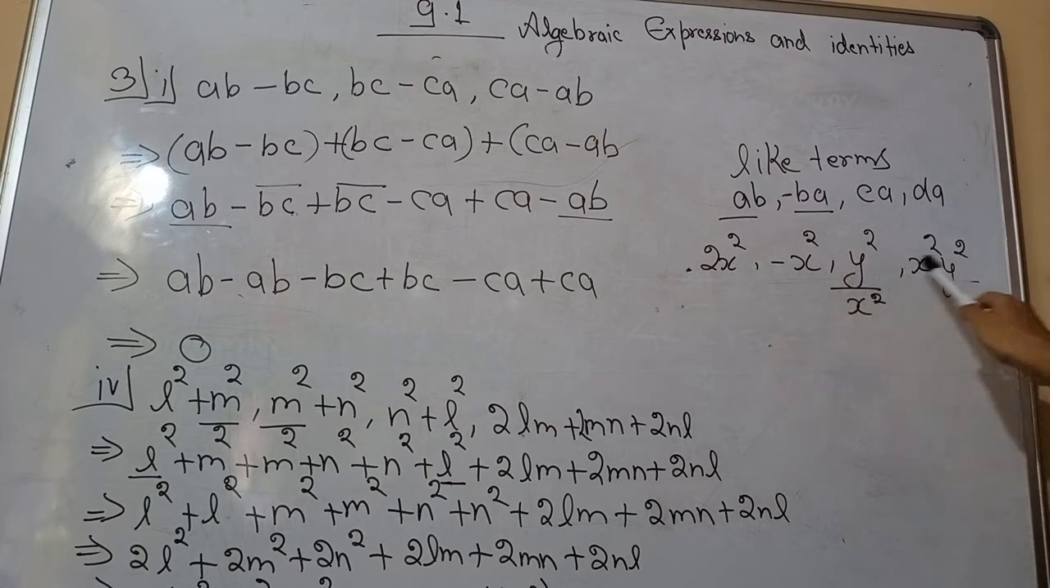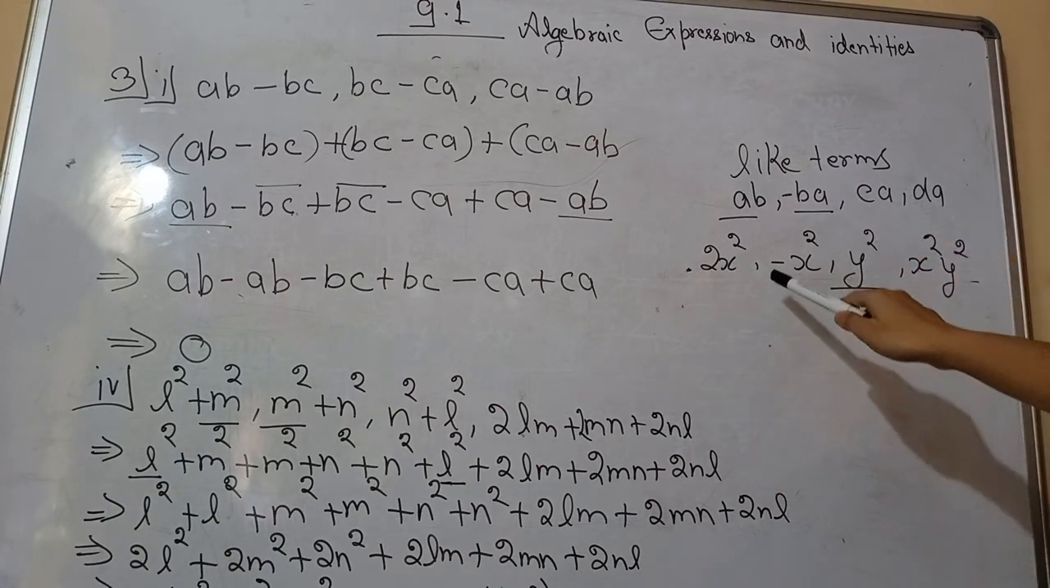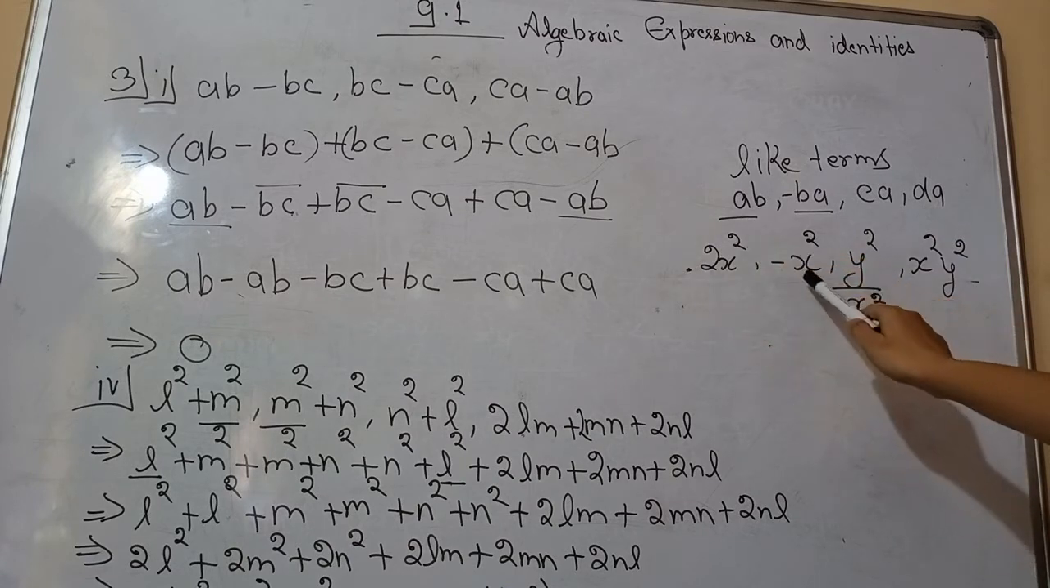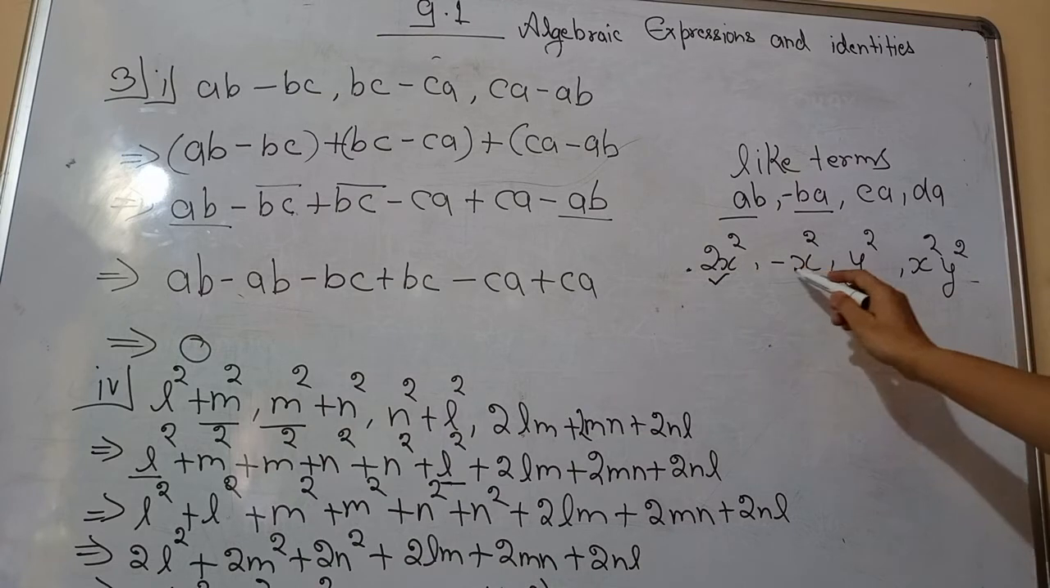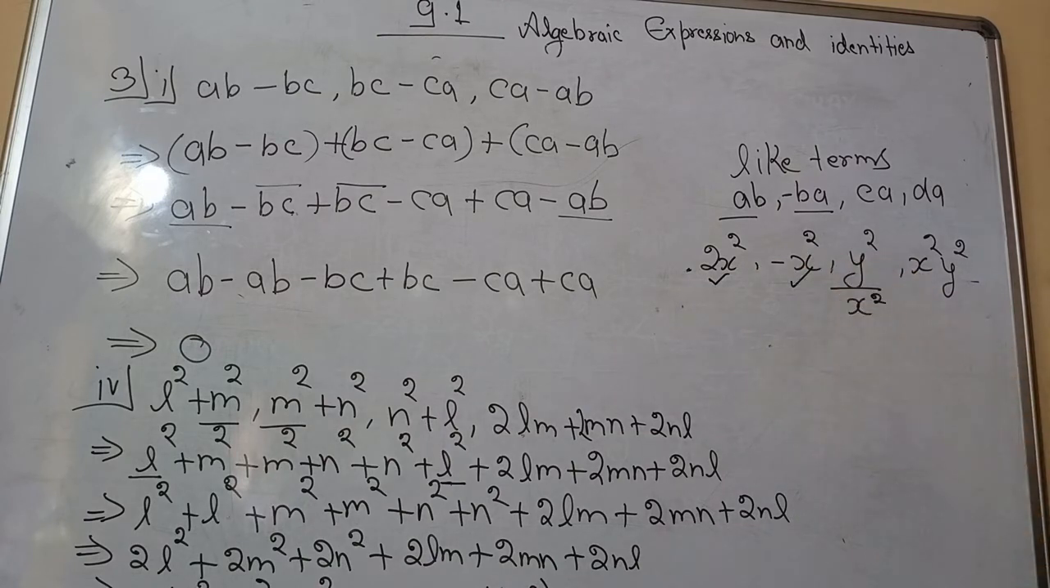Now you have to find out which of these 3 terms have the x square variable. So x has power 2. This term is also having x to the power 2. So these two are like terms. Okay. Now in the third and fourth terms you can see what the variables are. y square and x square. Both are in divide.